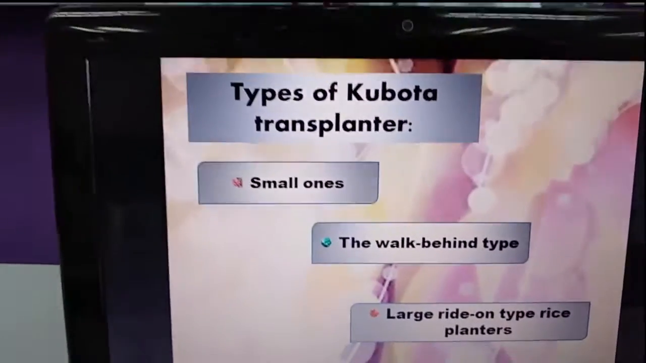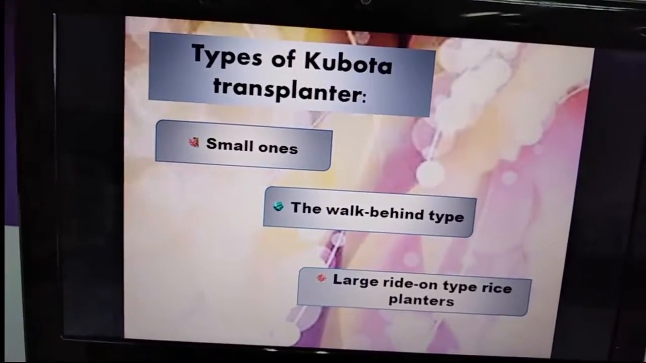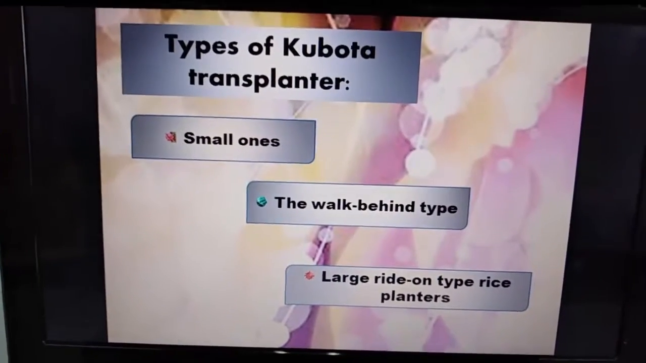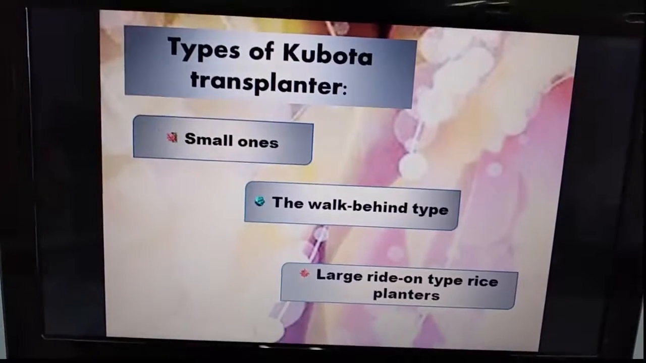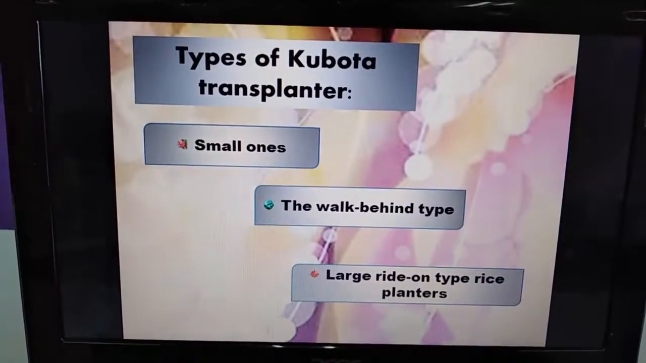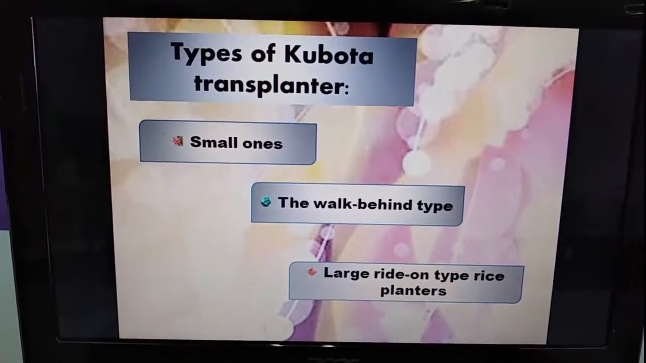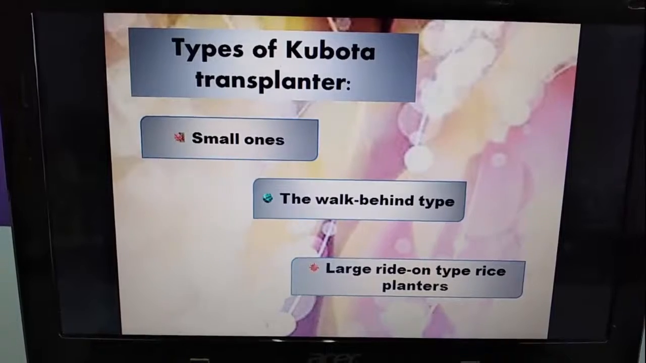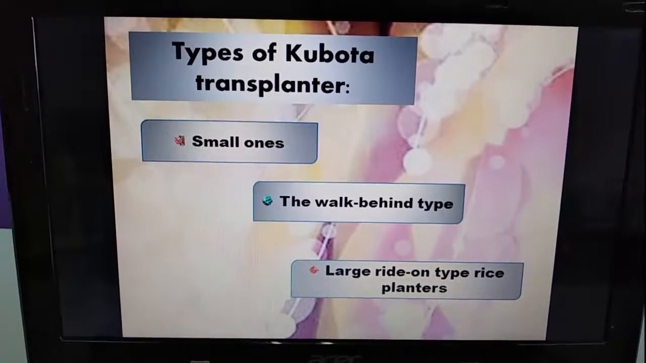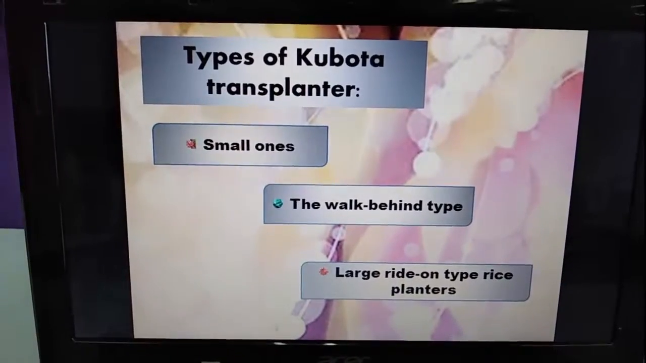So these are the types of Kubota transplanters. They have the small walk-behind type and the large ride-on type rice planters. Because of the shortage of labor, especially during the transplanting season, in India the shortage of labor is also becoming very severe. That's why they require transplanters on their farms, according to the state government mission on mechanized farming.